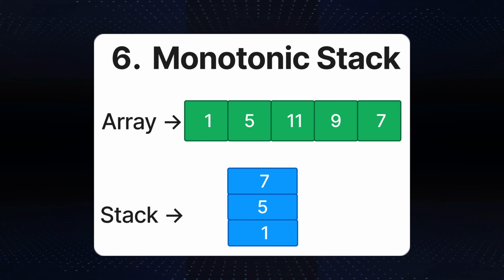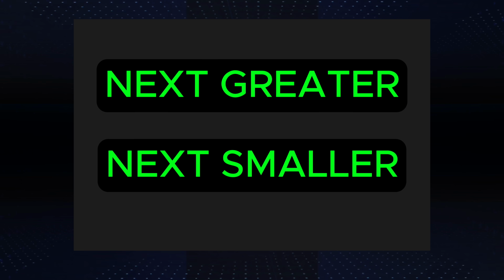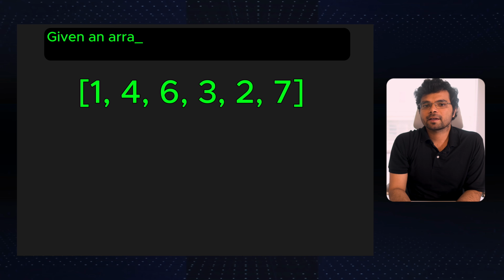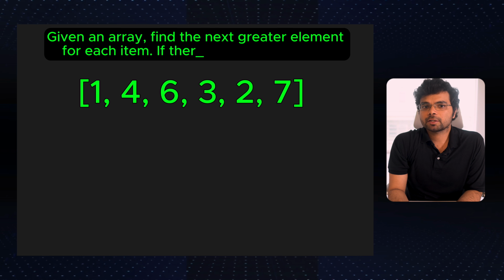Next pattern is monotonic stack. This pattern uses a stack to find the next greater or next smaller element in an array. Let's look at an example. Given an array, find the next greater element for each item. If there isn't one, output -1.